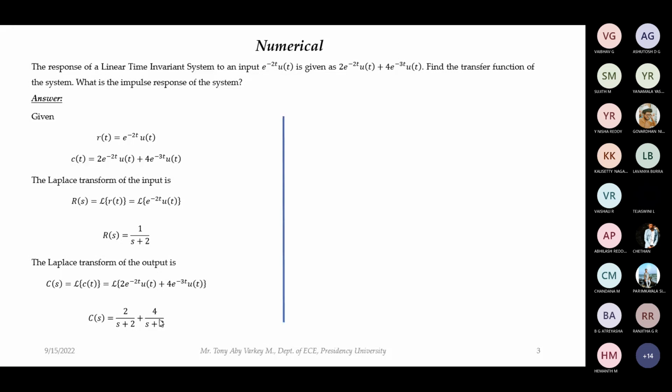Six s plus 14 divided by s plus 2 into s plus 3. Correct. So I'm taking the LCM here: 2 into s plus 3 plus 4 into s plus 2, divided by s plus 2 into s plus 3. So you will be getting 6s plus 14 divided by s plus 2 into s plus 3. Now can you tell me what will be the transfer function? Can you quickly find out?